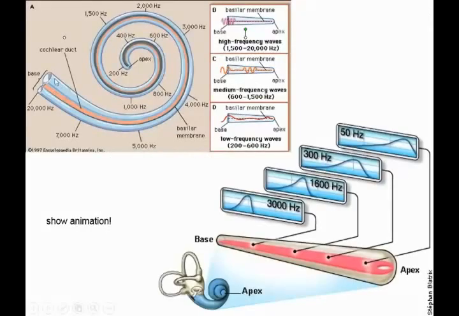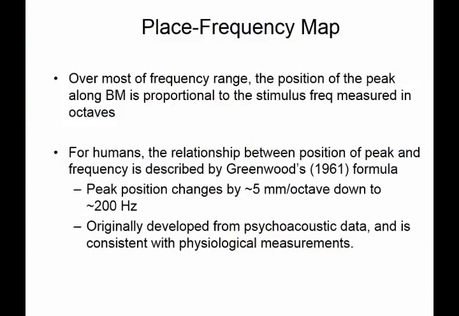A few things here to take home. The energy of the sound comes through the base, the stapes, and the oval window here into the scala tympani. Now, all of the energy then, obviously, goes through the whole basilar membrane and comes out again. So the energy comes in at the beginning, and then it decreases. So where do you have the most energy? At the base, at the high frequencies.